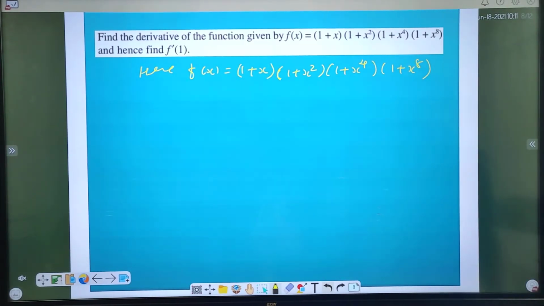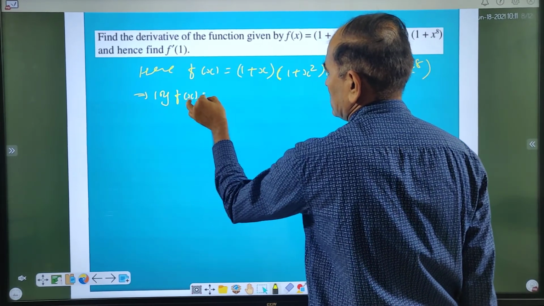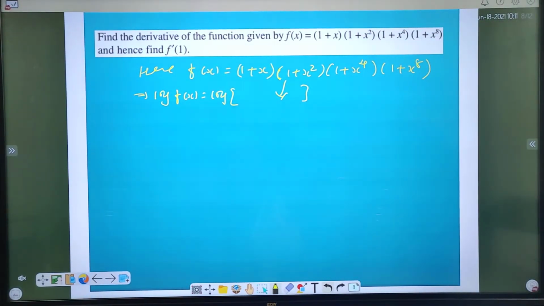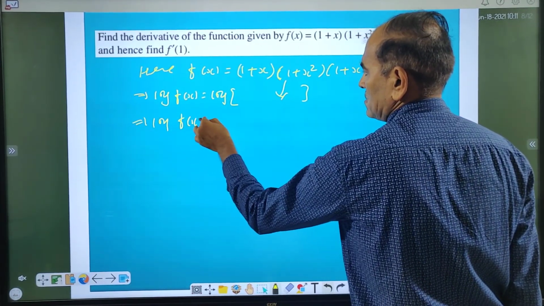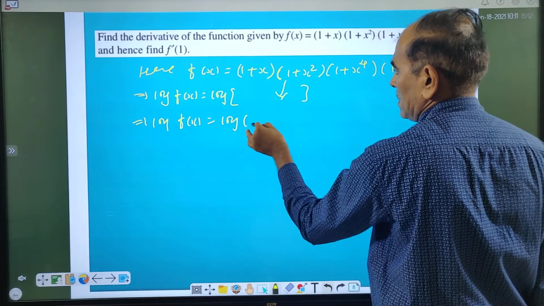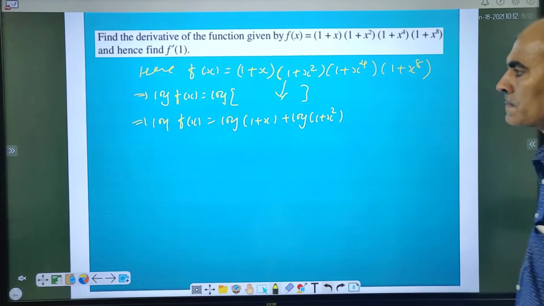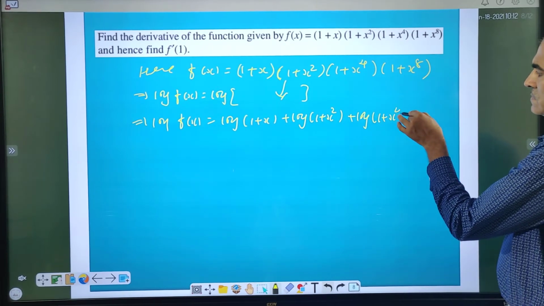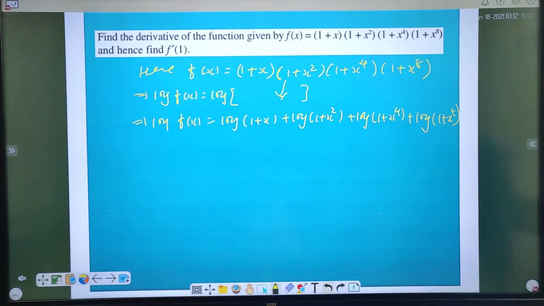Take log on both sides. Log of f x is equal to log of all these forms. So what we get? This implies log f of x is equal to log of (1 plus x), log of (1 plus x square), plus log of (1 plus x raised to 4), log of (1 plus x raised to 8). So now we can differentiate it easily.